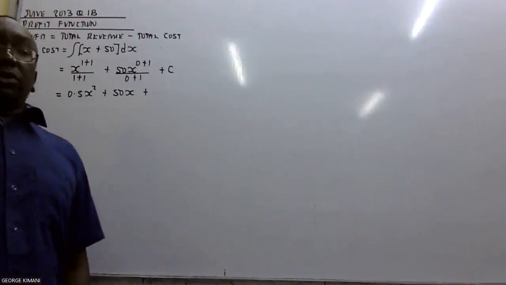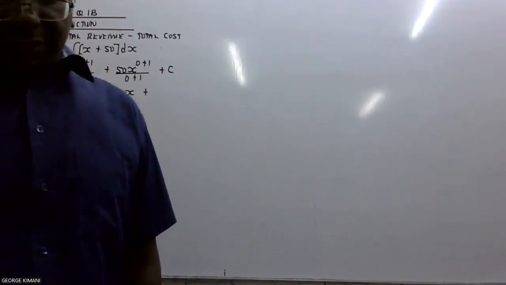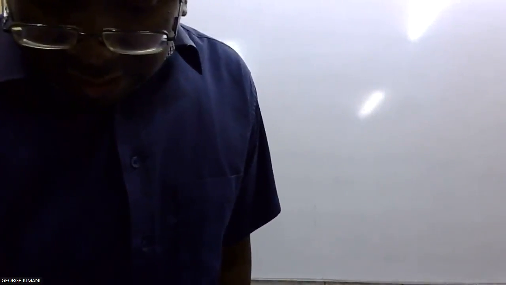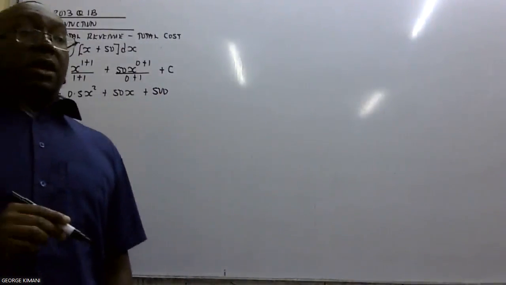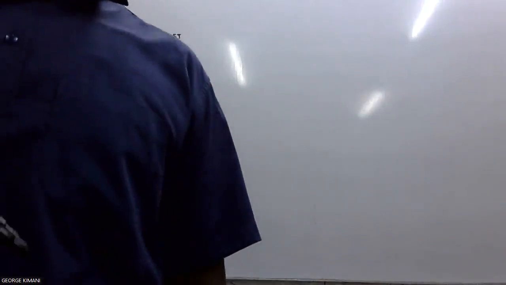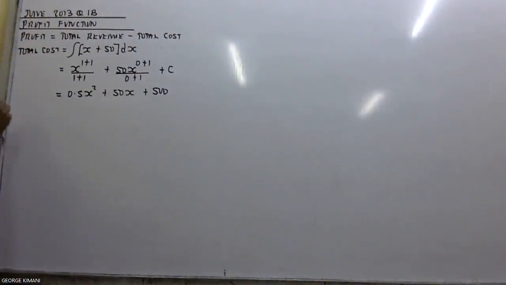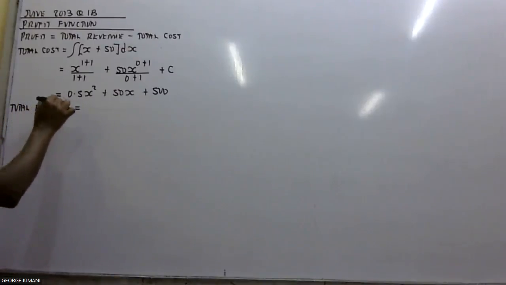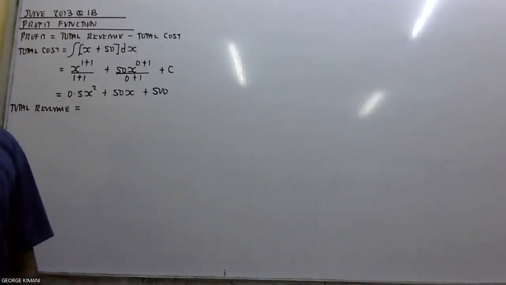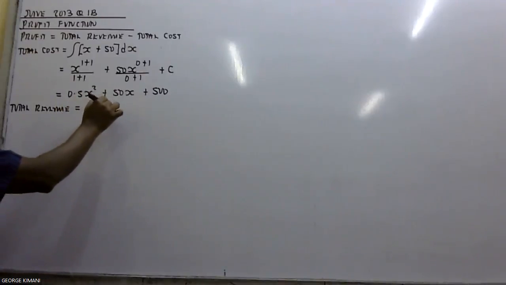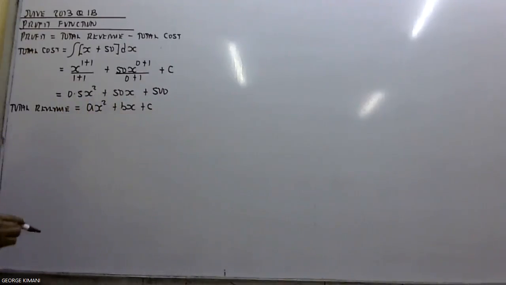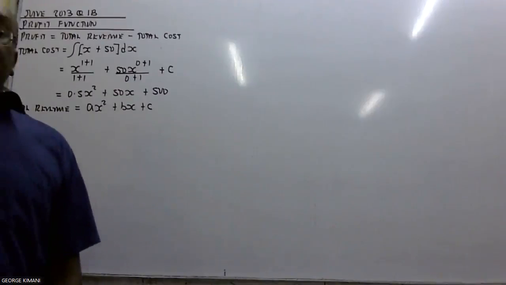I told you when you're dealing with the total cost function, C is the fixed cost. So the fixed cost here is 500. The function is 1,000, but we shall just write 500. Now, total revenue, we are told is quadratic. And we say the format of a quadratic function is ax squared plus bx plus c.